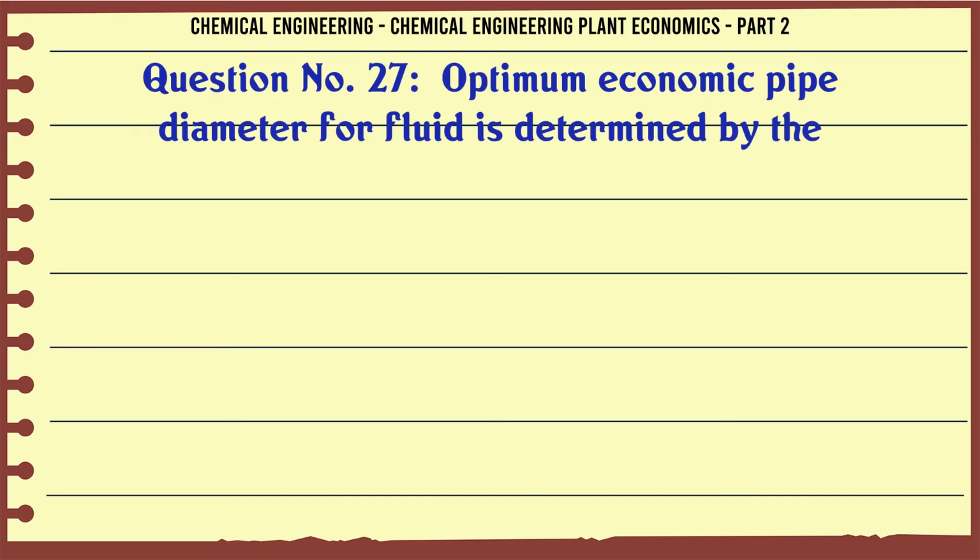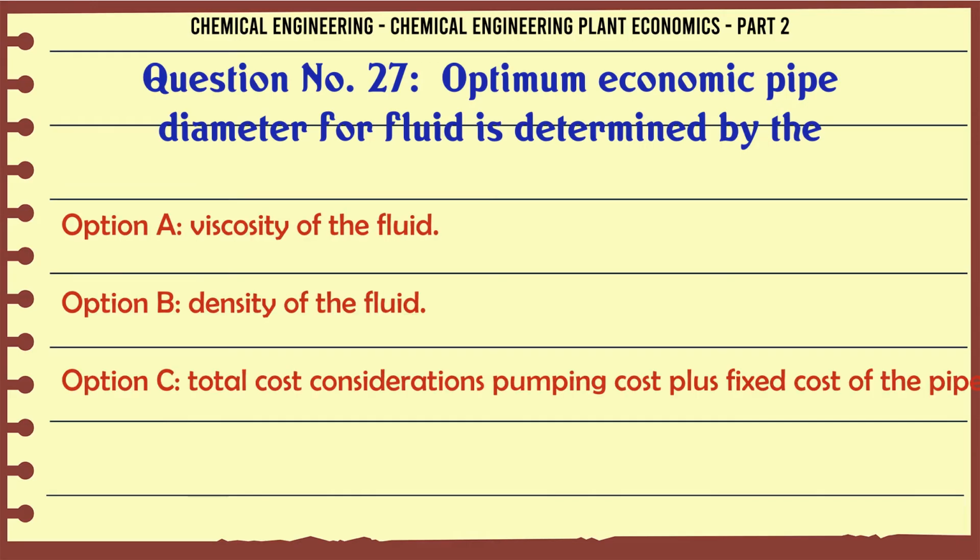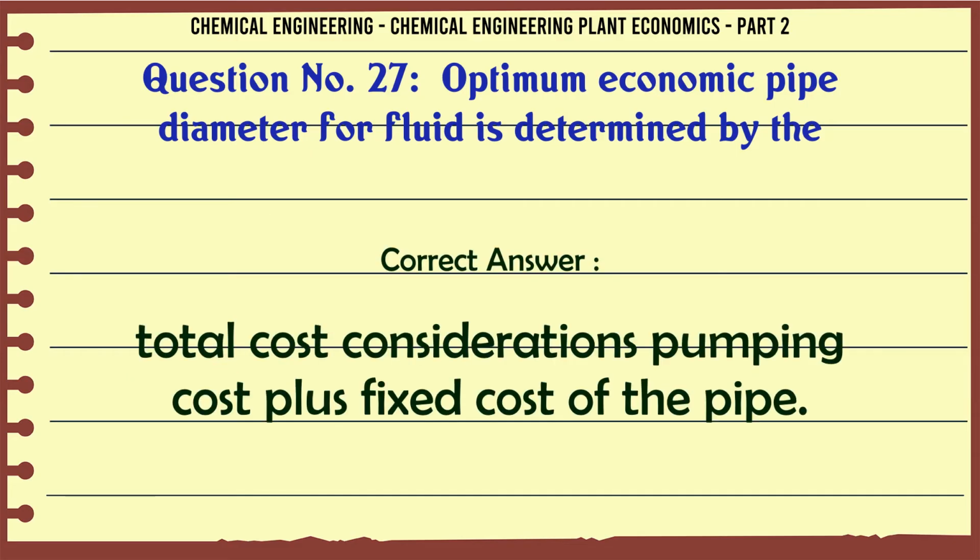Optimum economic pipe diameter for fluid is determined by the A. Viscosity of the fluid. B. Density of the fluid. C. Total cost considerations, pumping cost plus fixed cost of the pipe. D. None of these. The correct answer is total cost considerations, pumping cost plus fixed cost of the pipe.